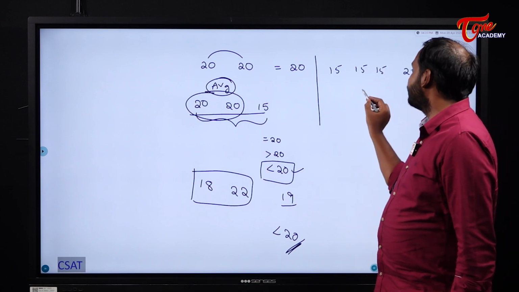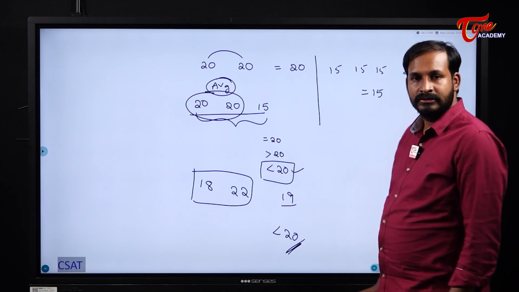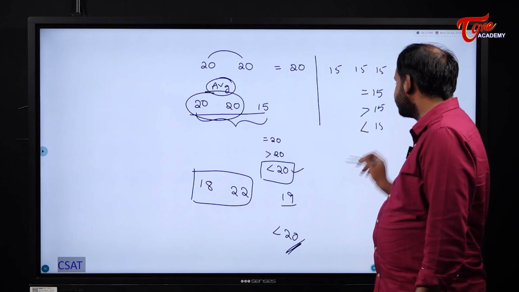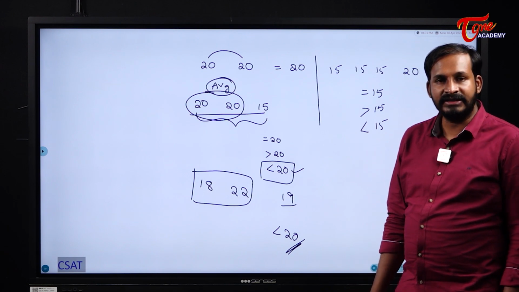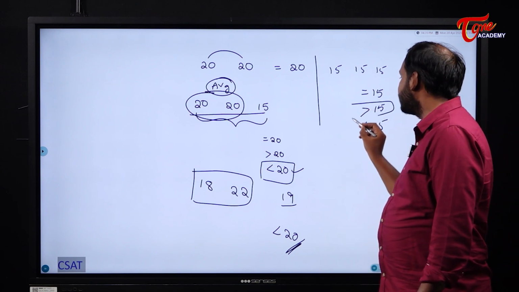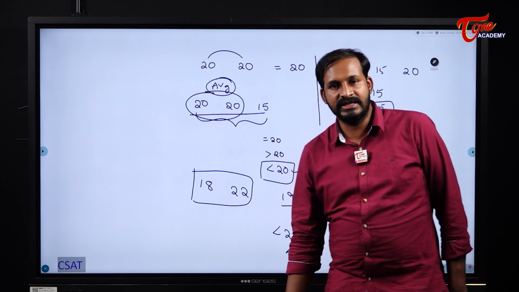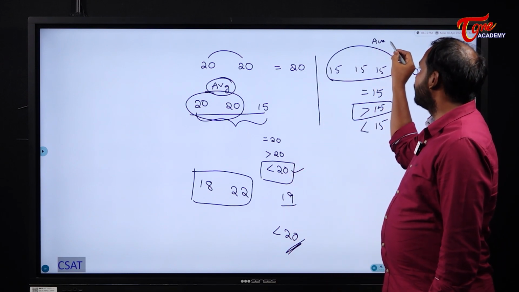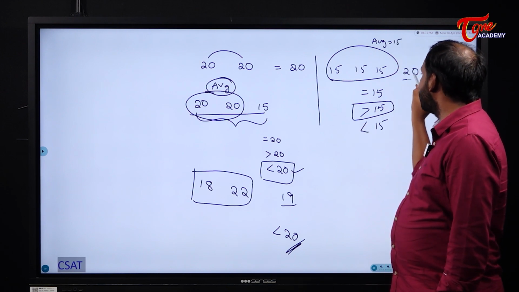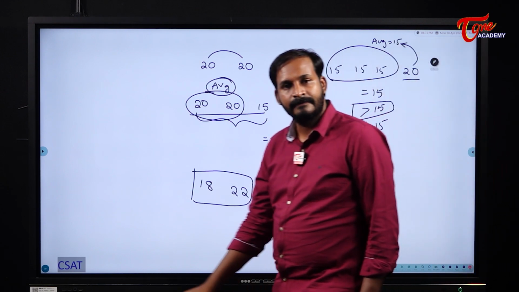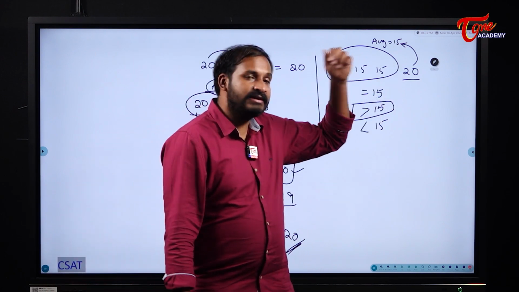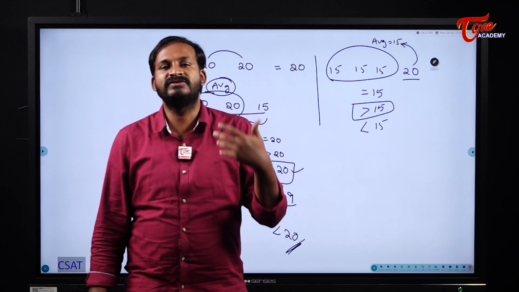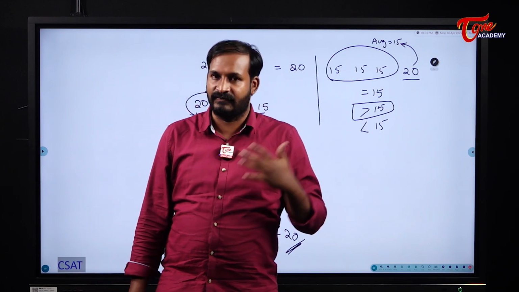Now tell me whether my average will be equal to 15, or greater than 15, or less than 15. What will be my average? My average will always be greater than 15. What is the reason, sir? See here, what is my previous average? 15. The number which I am newly adding to this group is greater than the previous average, right? Because of that reason, my average will increase, or it will be greater than 15.